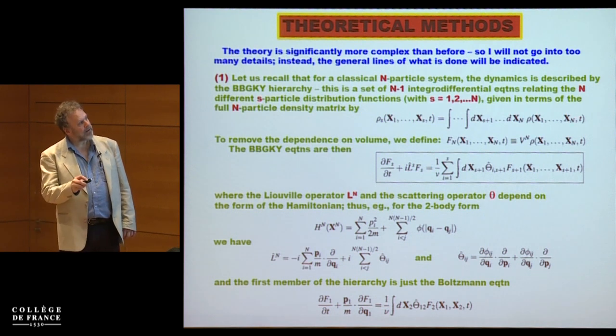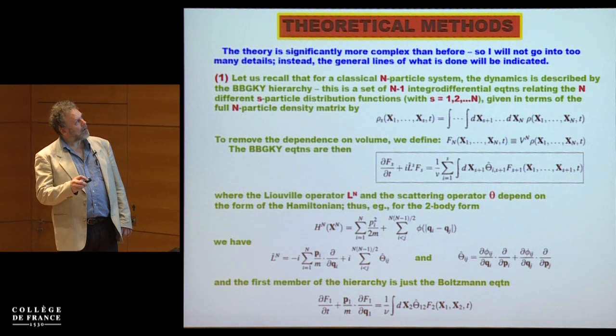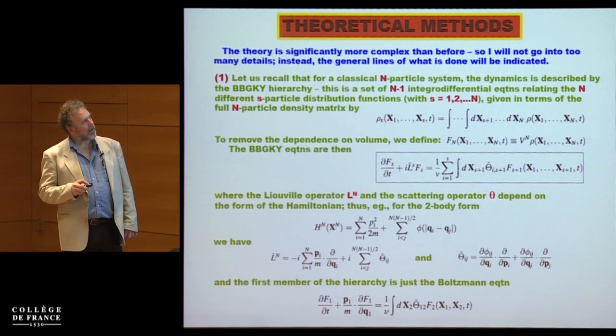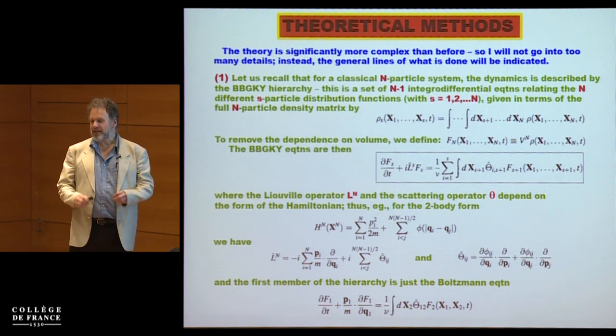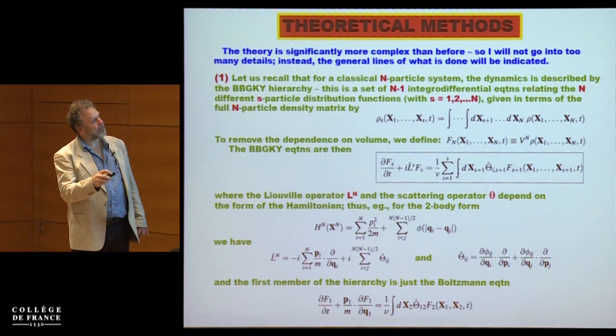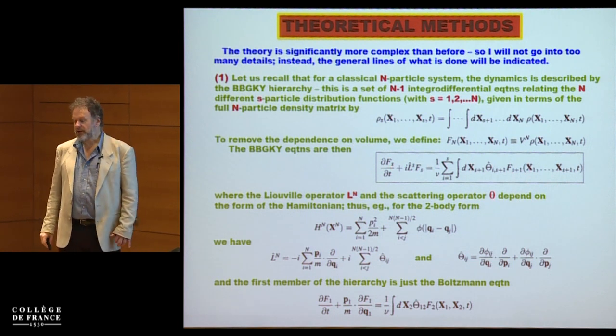So this is a function of n position variables. This is a function of only s. And then you ask, what is the time dependence of this object? Well, one divides out a factor of volume, and this is the famous BBGKY equation, which is a horrible integral differential equation which connects the dynamics of different level distributions. So we see on the left here we have S, but on the right here we have S plus 1. And this is what you would expect.